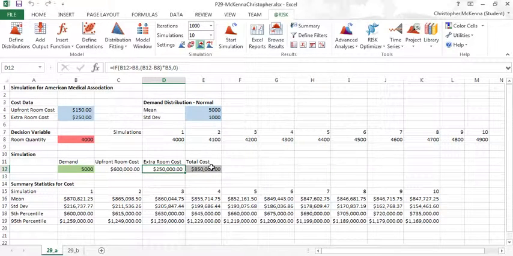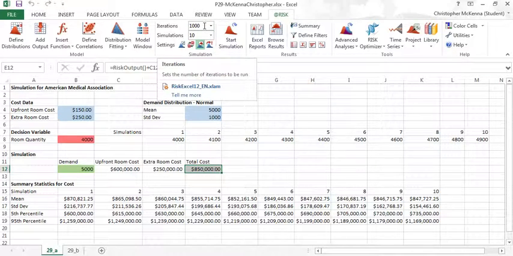And our total cost for the entire convention is this upfront room cost plus the extra room cost, giving us our total cost. And this is going to be our output variable that we are looking at here. So in order to determine the best situation for American Medical Association in terms of how many rooms they should rent up front, we are going to run a simulation. I've already set it up here.